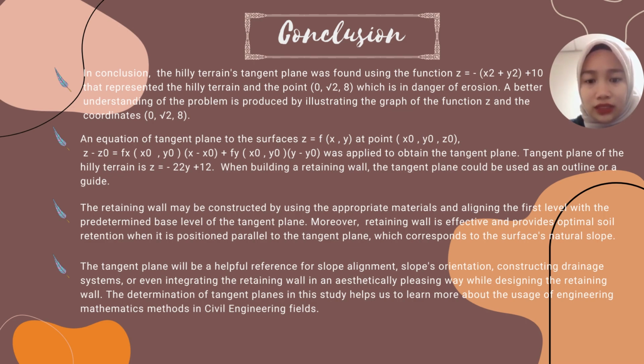0, 2, 8. The equation of the tangent plane to the surface z equals f(x,y) at point (x0, y0, z0), where z minus z0 equals fx(x0, y0) times (x minus x0) plus fy(x0, y0) times (y minus y0), was applied to obtain the tangent plane. The tangent plane of the hilly terrain is z equals minus 20y plus 12.